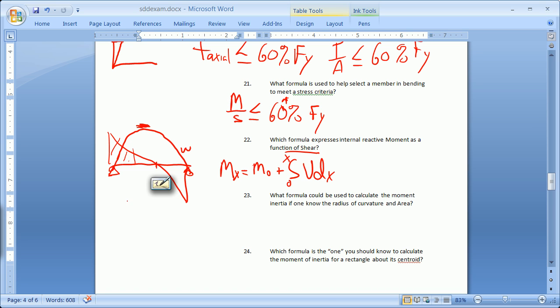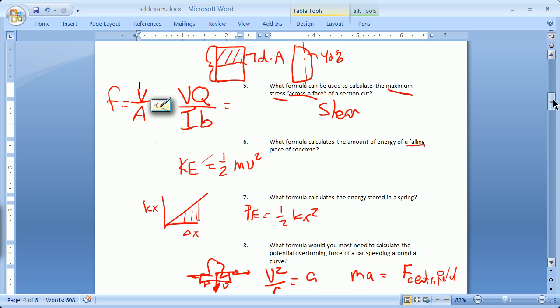Number 23, what formula can we use to calculate the moment of inertia if one knows the radius of curvature and the area? Basically, R equals the square root of I over A. You would have been looking for a formula that has 3 of these, and this was the only one. If you square it, you get I equals R squared A. That's actually one of the places you'd see a definition, depending where you're looking. The moment of inertia, really it's the second moment of the area.